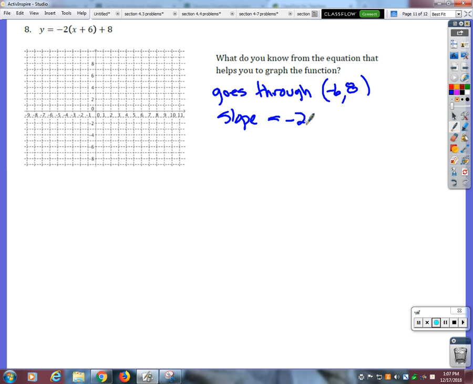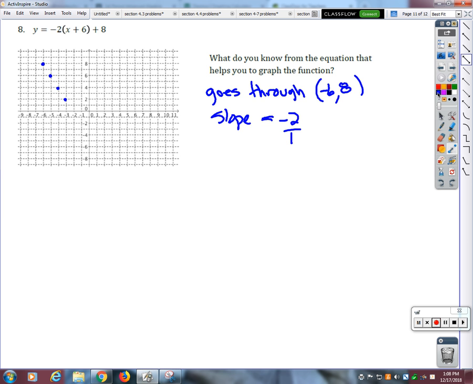So for this one, instead of starting on the y-axis, I'm going to go to -6, 8. And then, Dylan, this is kind of what we were talking about before. This isn't a fraction, but I'm going to turn it into one. I'm going to make it -2 over 1. So from this point, I'm going to go down 2 over 1, down 2 over 1. And that will give me the points that I need.